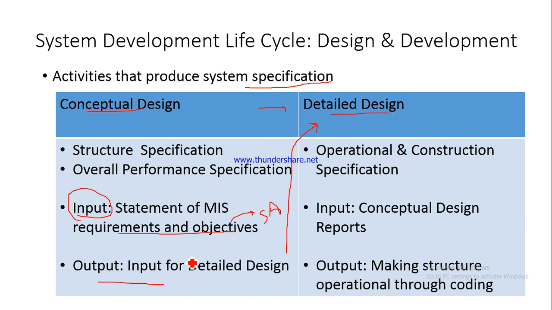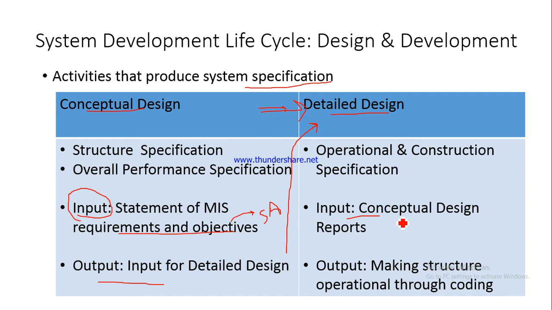What I'm trying to tell you is that the conceptual design would basically act as an input for the detailed design. So depending on whatever is there in the conceptual design, we'll go for the detailed design, right? And that is why, have a look here just for a moment, the input here is the conceptual design report. So whatever we have done here is an input for the detailed design stage, and that is why I have mentioned here that the input would be the conceptual design reports, right?